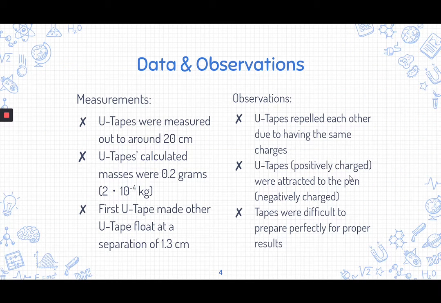For data and observations, my measurements that I found were that the tapes that I cut and used were around 20 centimeters, and their calculated masses were 0.2 grams, or 2 times 10 to the negative 4th kilograms for the calculations, because we needed to get to newtons. And the first U-tape made the other U-tape float at a separation of about 1.3 centimeters.